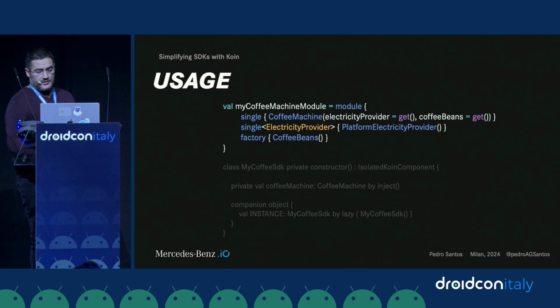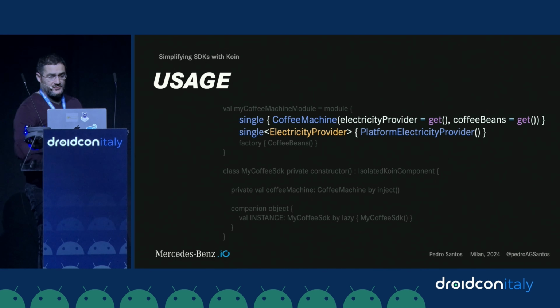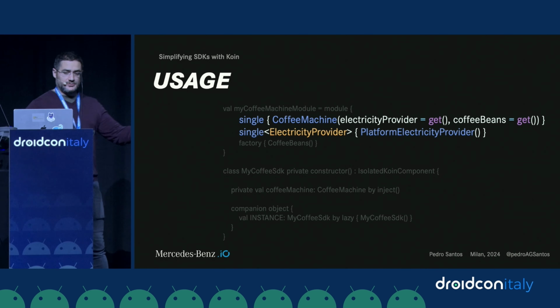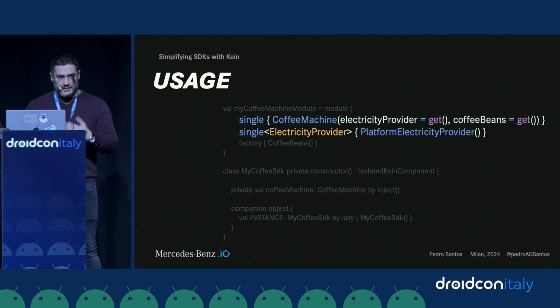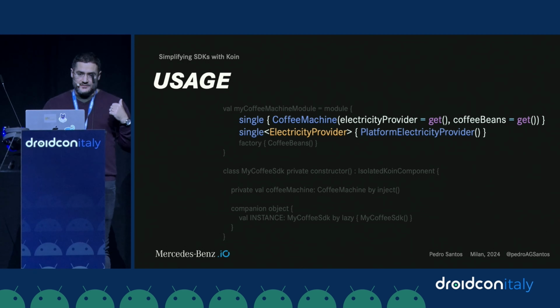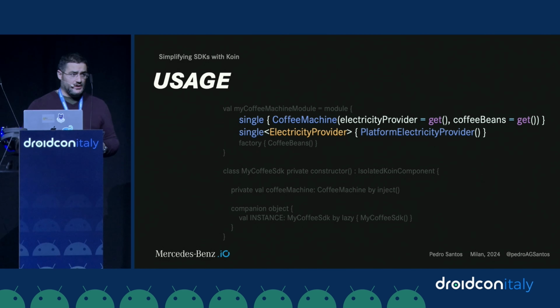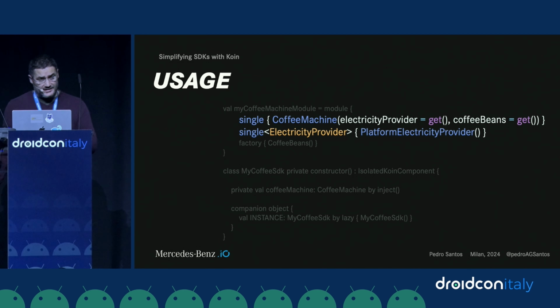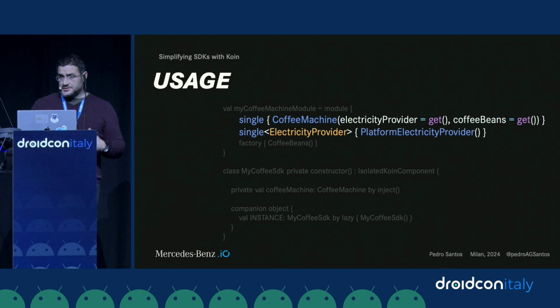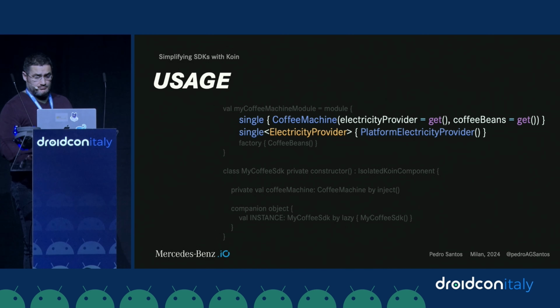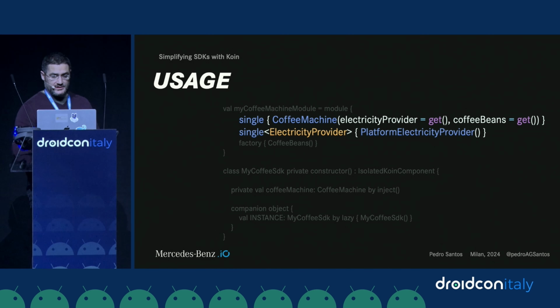And of course, let's say for singletons, you declare them as single. You can actually use binding. In this case, for instance, the electricity provider is a binding that you're actually using. But you can also use multiple bindings under the same singleton. So feel free to use it. And in here you are actually providing another coffee machine. I'm a coffee lover, by the way.